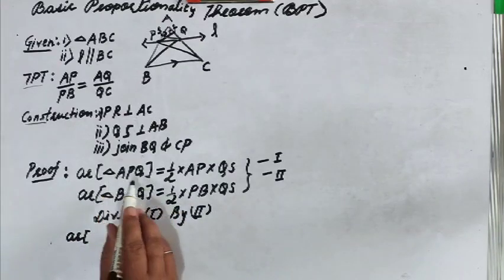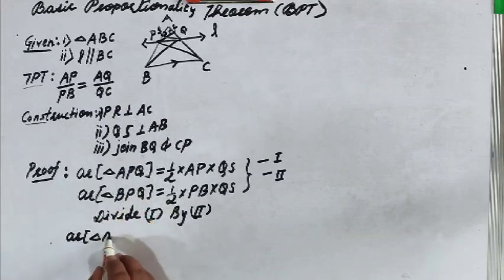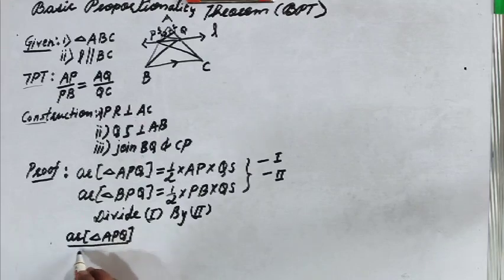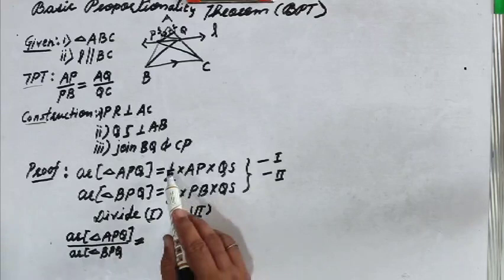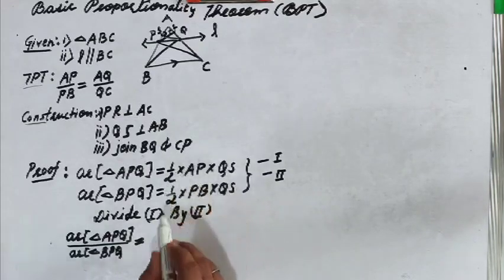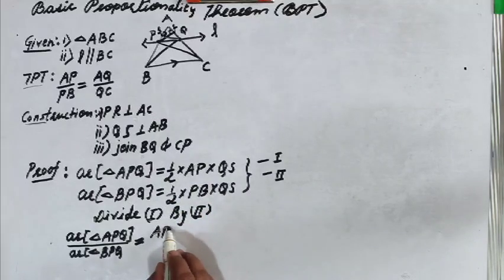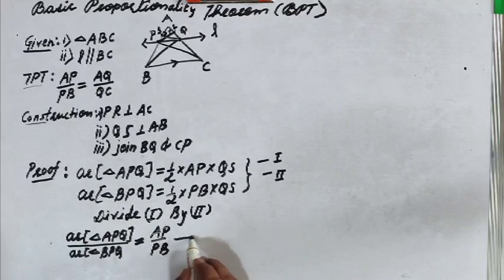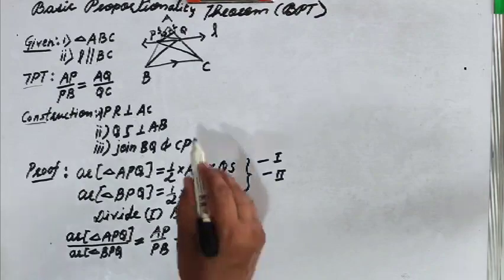area of triangle APQ divided by area of triangle BPQ, which is equal to, this 1 upon 2 cancels, QS also cancels, so you will get AP upon PB. Please make a note of this: AP upon PB, say this is point number 3. Now let me write here.